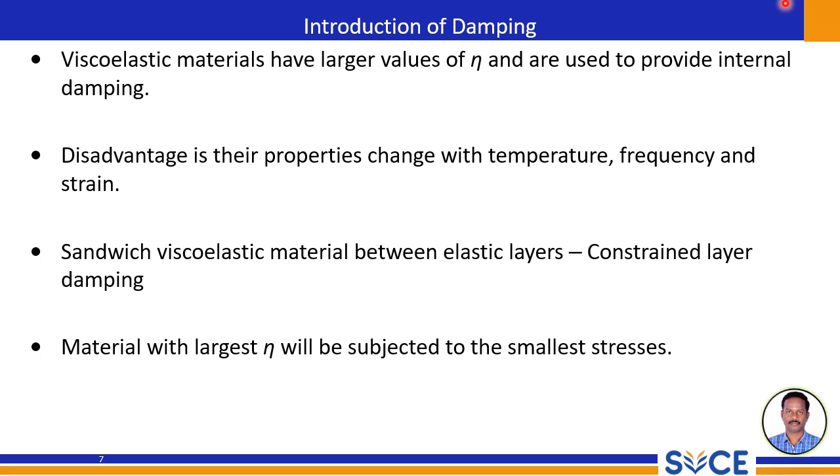And so, viscoelastic materials are excellent for providing internal damping due to the high loss factor. However, the temperature and frequency sensitivity requires careful consideration. Constrained layer damping is the technique used to enhance the performance. And remember, higher damping leads to lower stress in the material.